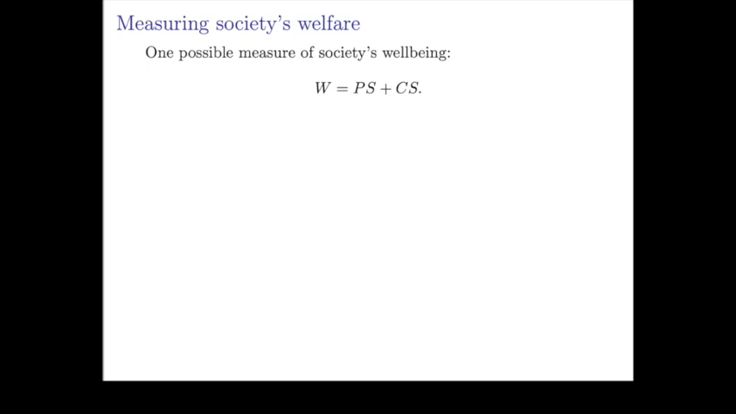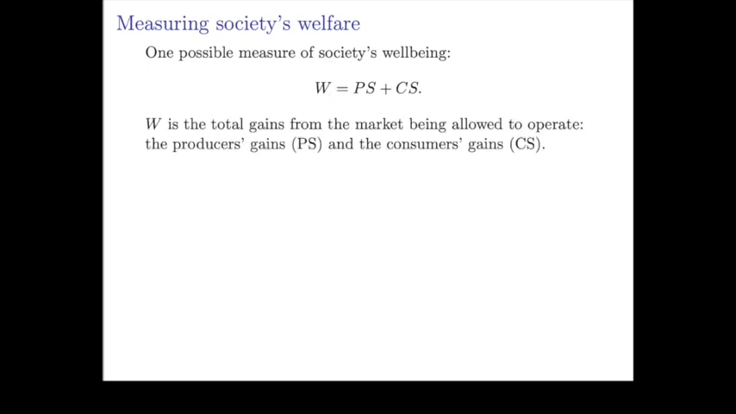So one measure of society's well-being is W, which is the sum of producer and consumer surpluses. So W represents the total gains to be had by allowing the market to operate. So this is the most gains that the producers and the consumers could together achieve by transacting.